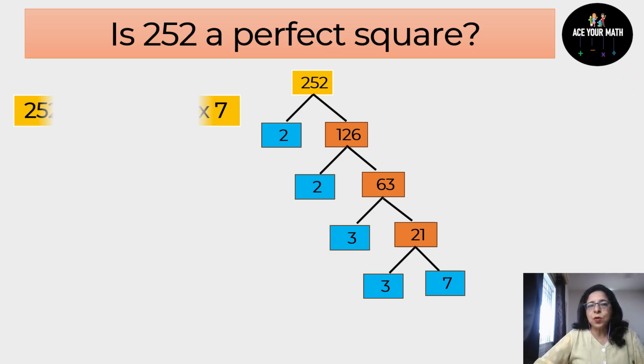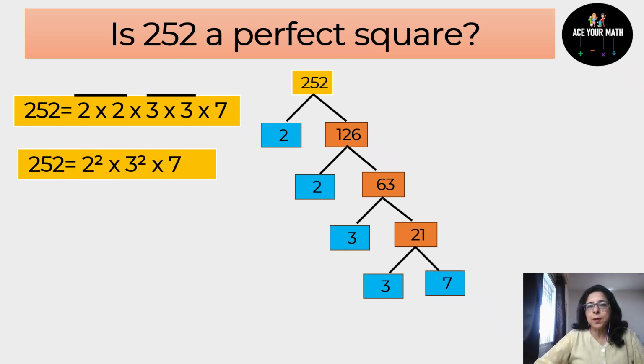So next step, as I told you, you will write it in the multiplication form. So 252 can be written as 2 multiplied by 2 multiplied by 3 multiplied by 3 multiplied by 7. Now next step is important. You need to form the pairs. So 2 and 2 forms a pair and 3 and 3 forms a pair. But if you see 7 doesn't have a pair, it means 252 can be written as 2 square multiplied by 3 square multiplied by 7. So since 7 doesn't have a pair, it is clear that 252 is not a square number. Okay, because 7 is alone here.